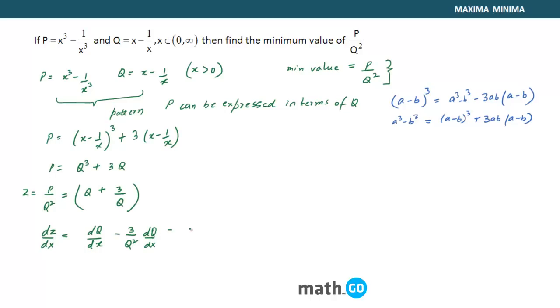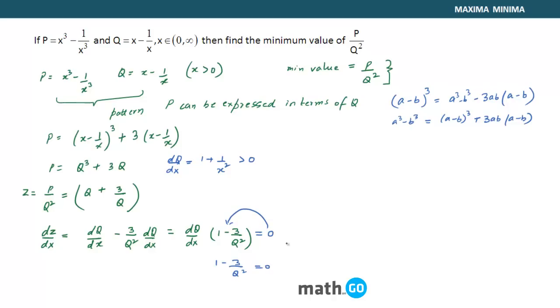And if you take dq by dx common, it will be 1 minus 3 by q square. What is dq by dx for that matter? dq by dx is nothing but you differentiate this particular thing, and this will come out to be 1 plus 1 by x square, and this is always positive. If you say this is equal to 0, then the 0 should come out from this particular bracket, because dq by dx is always a positive quantity.